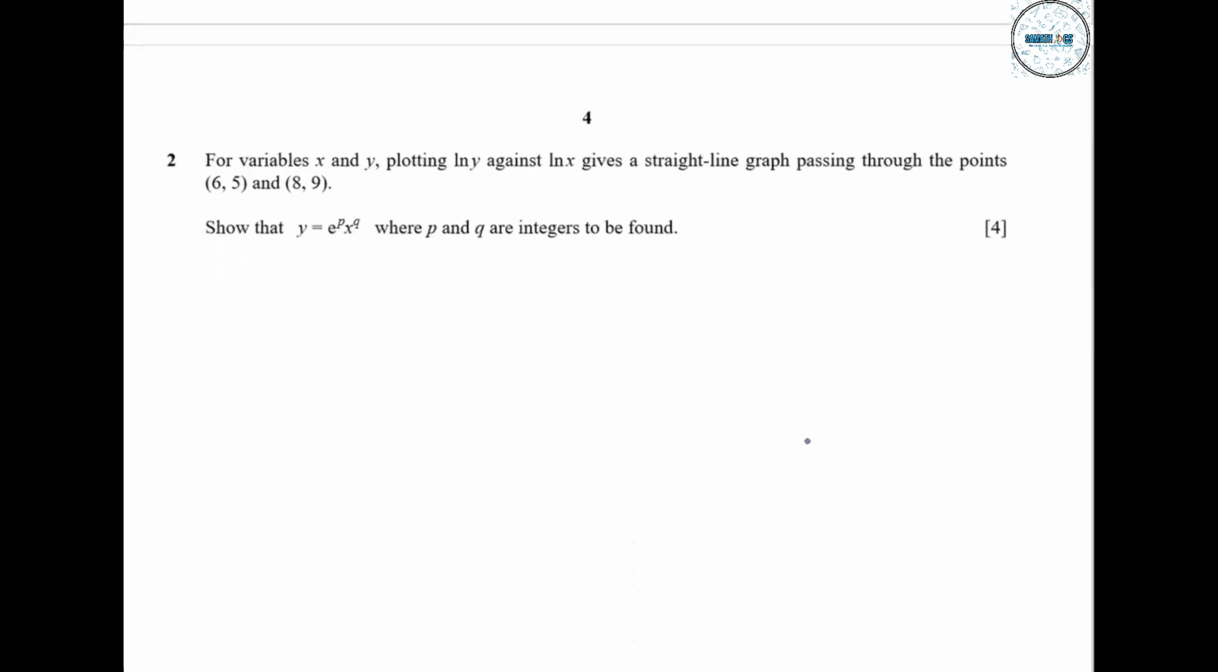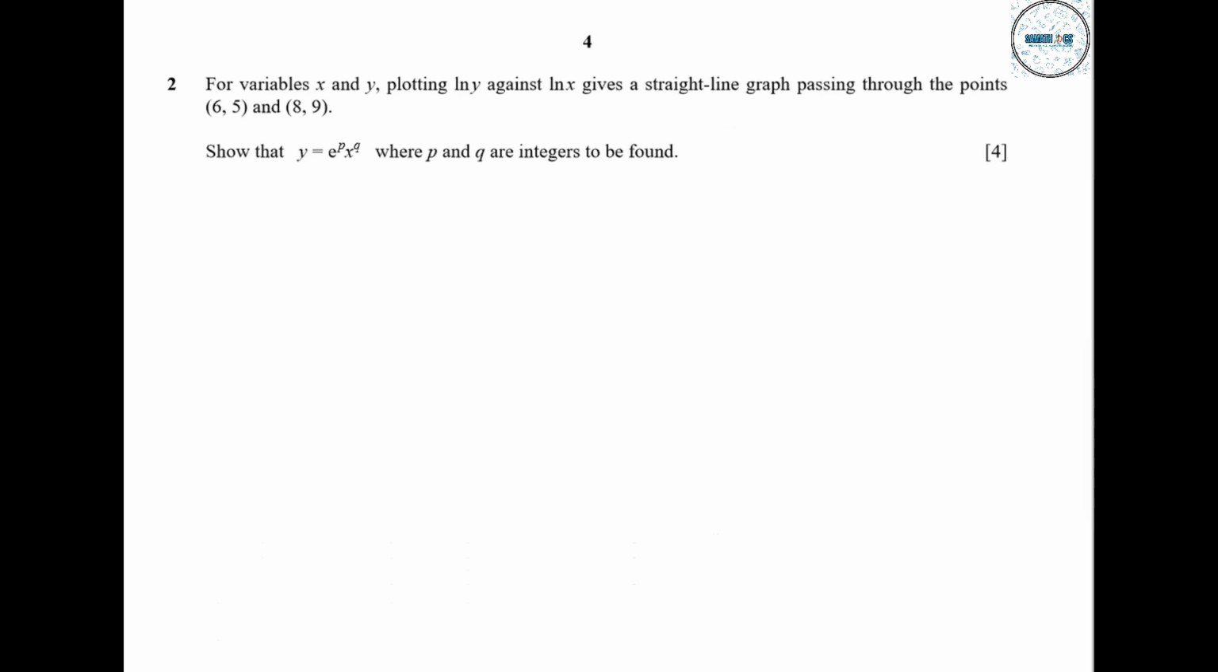Now question number 2. Question number 2 says for variables x and y, plotting ln y against ln x gives a straight line passing through the points (6, 5) and (8, 9). Show that y is equal to e to the power p times x to the power q, where p and q are integers to be found. So first of all, they are saying plotting ln y against ln x means that on the x-axis it is ln x, on the y-axis it is ln y.